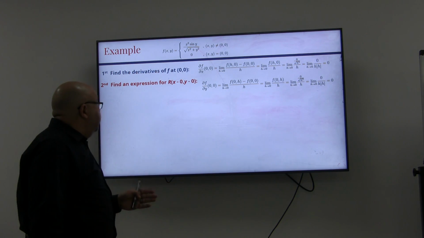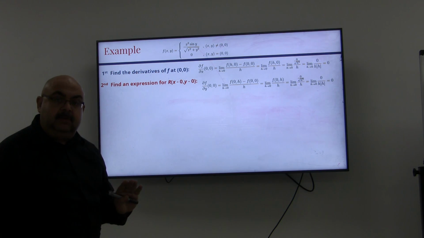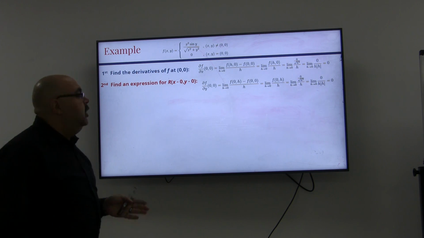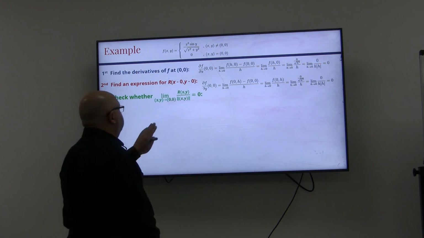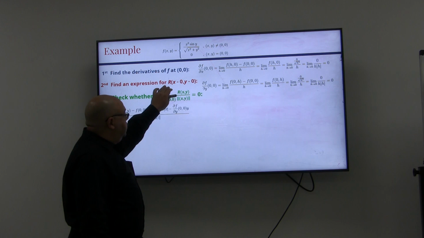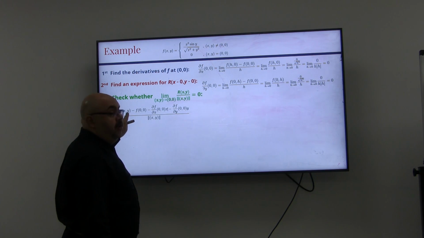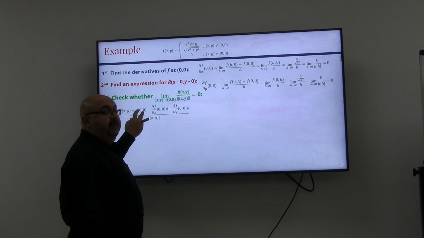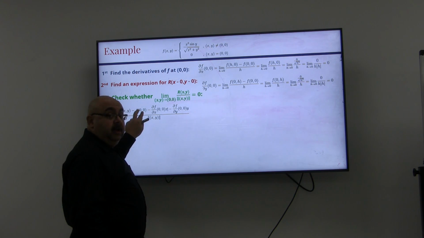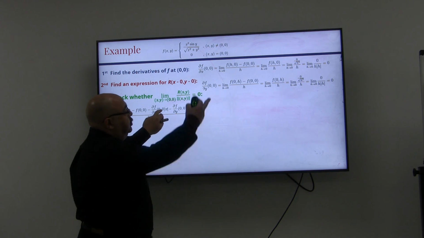The second step is to get the remainder term. How to get the remainder term? It is from the main equation, as I told you previously. So once more, r of xy is equal to the value of the function, minus the value of the function at the point where you are justifying the existence of the partial derivatives, minus the partial derivative at the origin, which is 0.